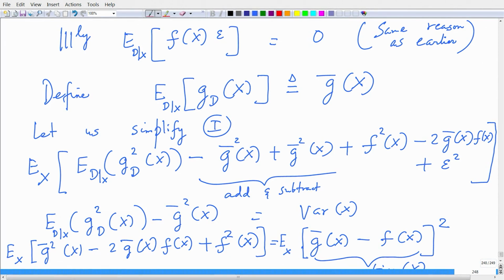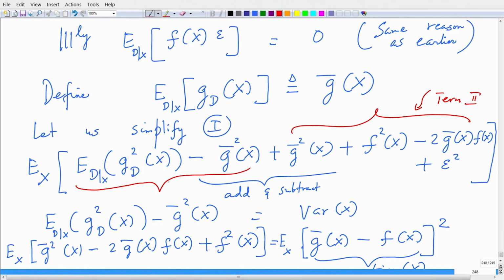Now what I do is I look at this quantity, the expectation over d given x of g_d squared of x minus g bar of x squared, and I call this the variance of x. Similarly I expand this out, which is g squared plus f squared minus 2 g bar x f x. I try to take this quantity and then I will simplify. Let me call this term 1, term 2, and this quantity is term 1.